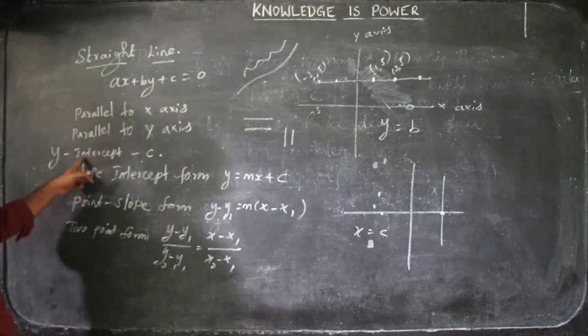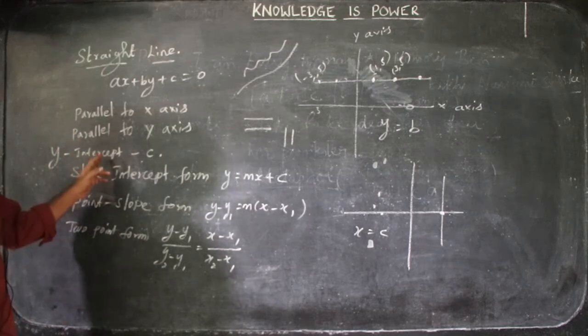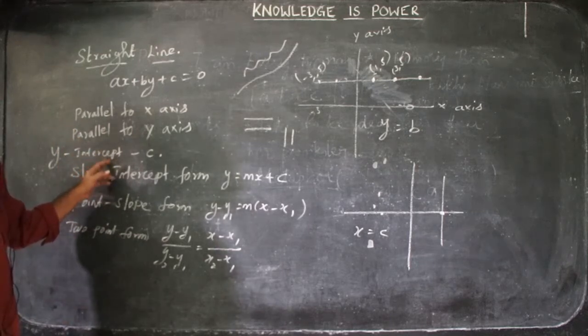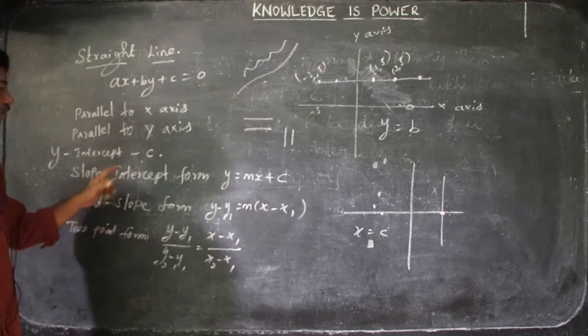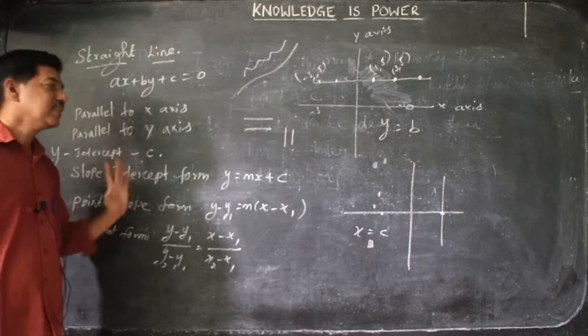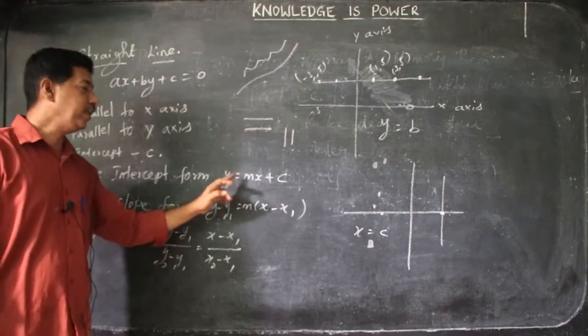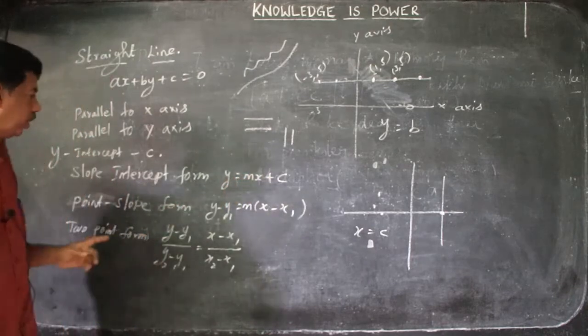Now we move on to the next, intercept. What is the meaning of intercept? If we take one of the equations, the y value is called an intercept. We can represent it with the letter c. Next, slope intercept form, y equal to mx plus c. This is one of the equations.